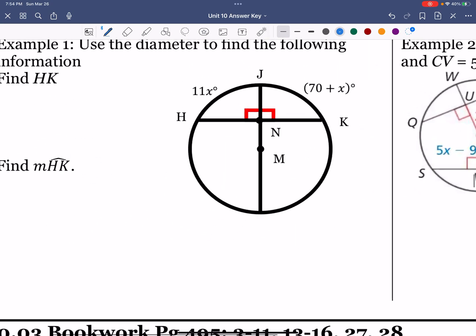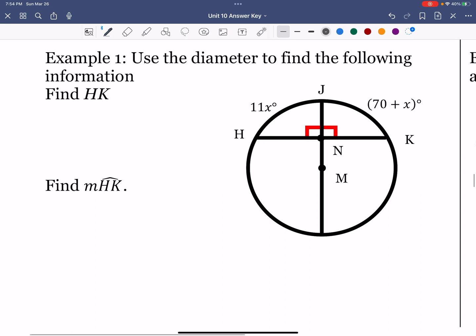So let's go ahead and look at this first example, and it is missing a little bit here. We're going to say 7 right there to help us solve this. So we are trying to determine in this problem the measure of segment HK and then the measure of arc HK. So let's start with the measure of segment HK.